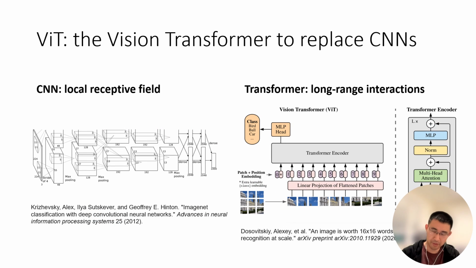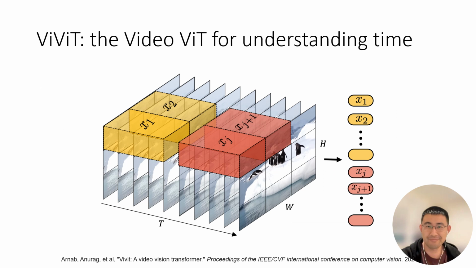So that is a very brief history of how we're coming from CNN to a transformer, a vision transformer. But the vision transformer is only dealing with static images. Now we have videos. What do we do? It's the paper ViViT that I was looking into. It's actually a very simple idea if you just look at it.